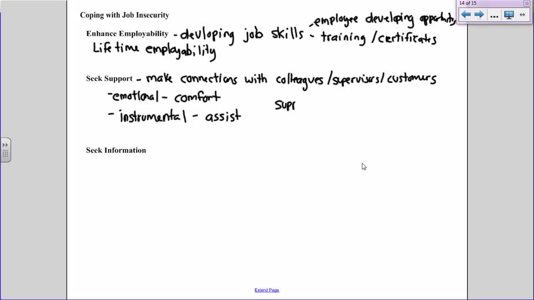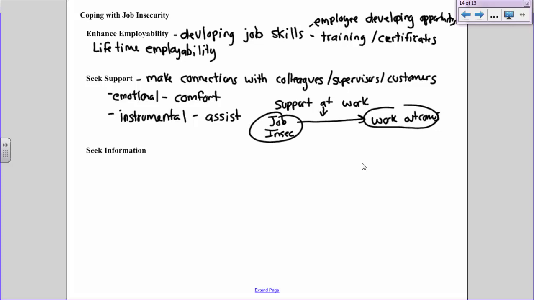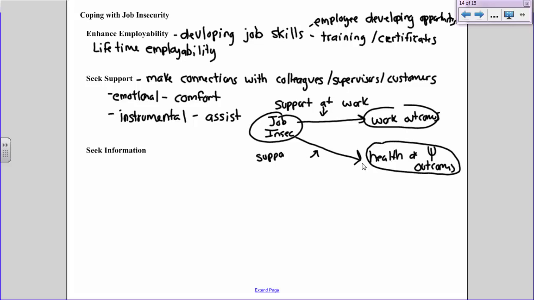So support at work buffers the effects of job insecurity on work outcomes. And support at home or support from friends and family on health. And this is the symbol for psychology, psychological outcomes. I actually have a tattoo with that symbol in it that I got after I got my master's degree. Again, support from family and friends helps buffer the effects of that. And both are important.